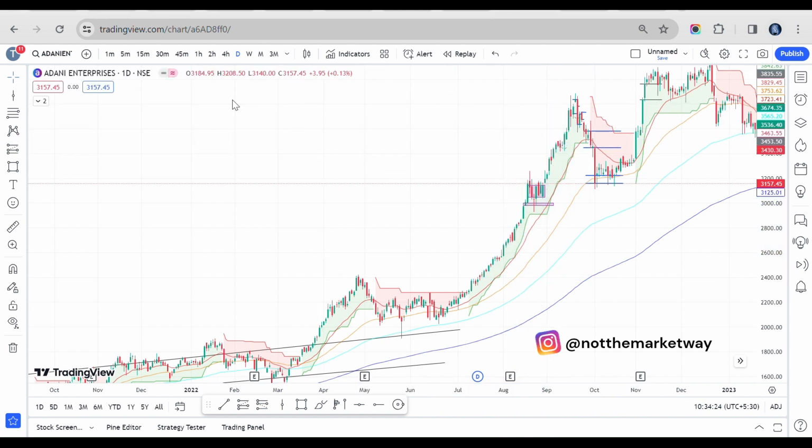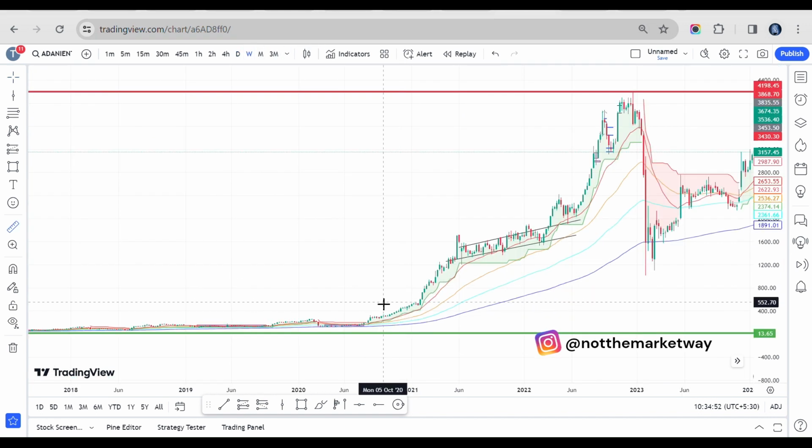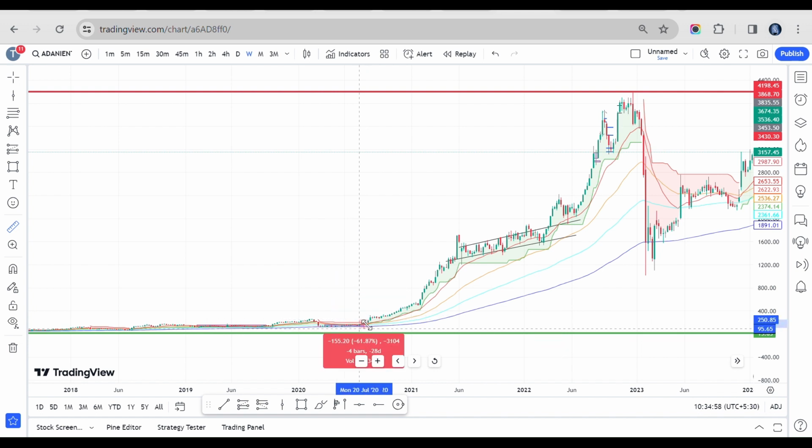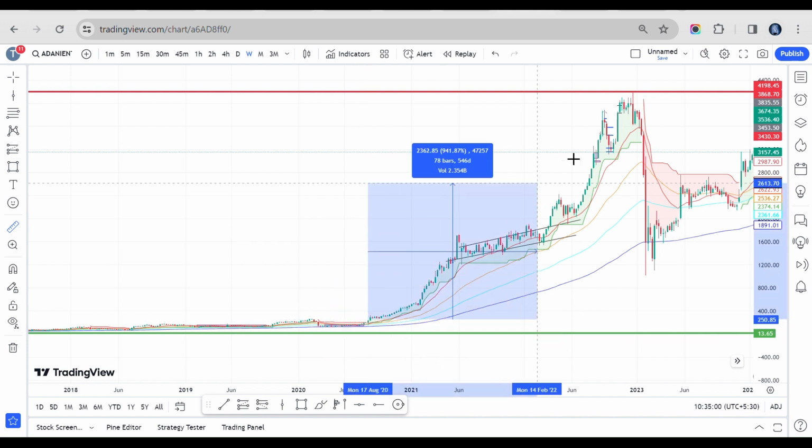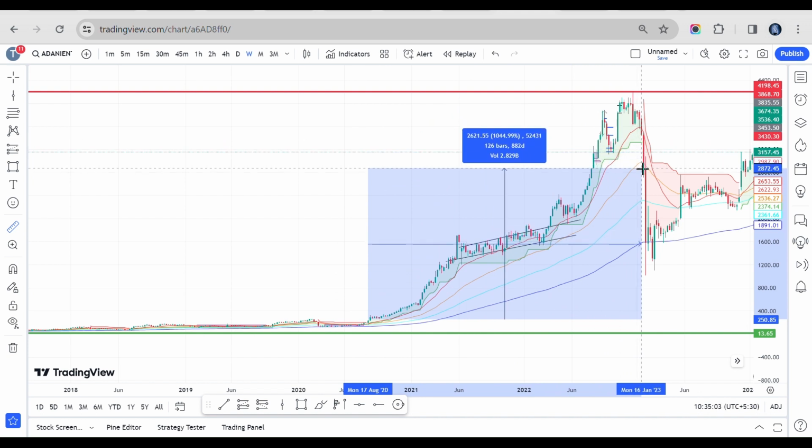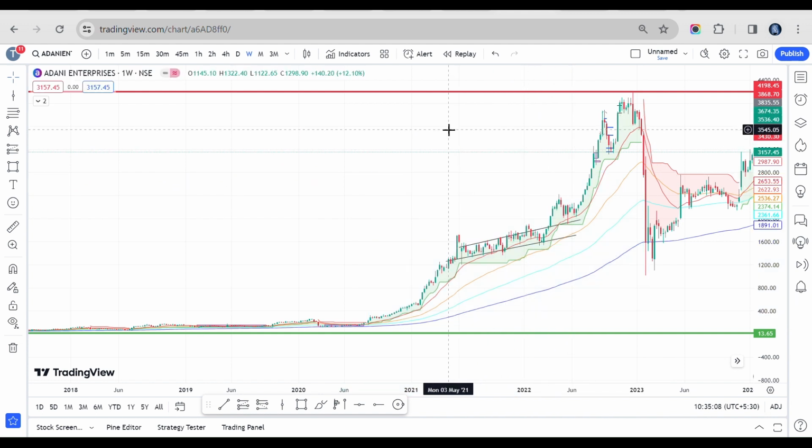So traders, right now we are seeing all our deployed strategy in the daily time frame. If we see the weekly time frame for our analysis, our buying will be triggered at this point, and if we sell at this candlestick close, we made almost a 1,000% rate of return. That means 1 lakh would have made 10 lakhs of profit. Traders, this is the beauty of the stock market.